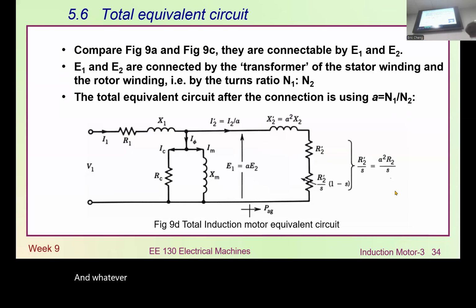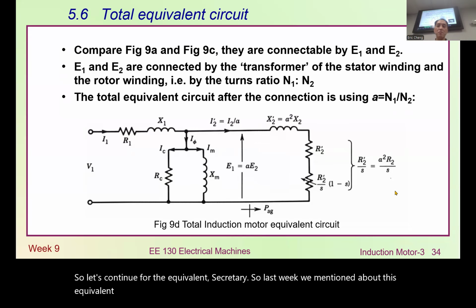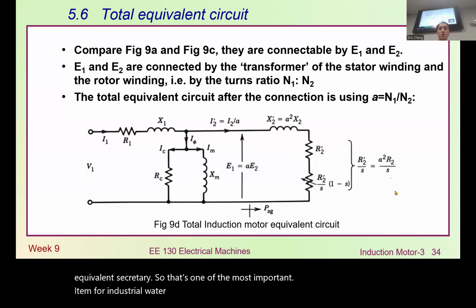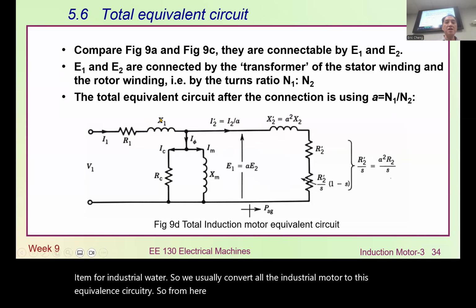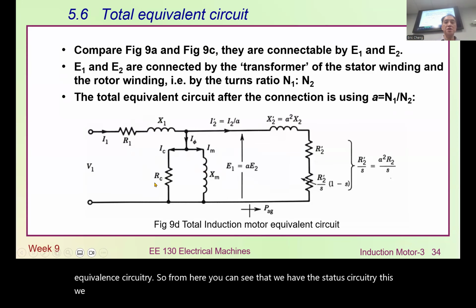So let's continue with the equivalent circuitry. Last week we mentioned this equivalent circuitry. That's one of the most important items for the induction motor. We usually convert the induction motor to this equivalent circuitry. From here, you can see that we have the stator circuitry. This we call the magnetizing circuitry, and this is the rotor circuitry.